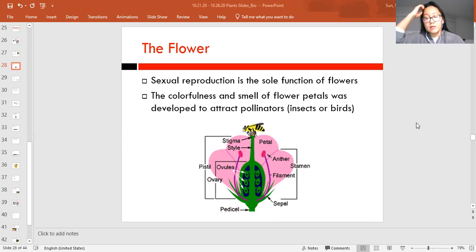So pollinators can be insects, they can be birds, right? We all know about bees, we know about hummingbirds, even animals can be pollinators too, because pollen gets literally everywhere, especially in the spring. So this is a picture of a flower, and we're actually going to go over all of these labels individually and identify parts of the flower.